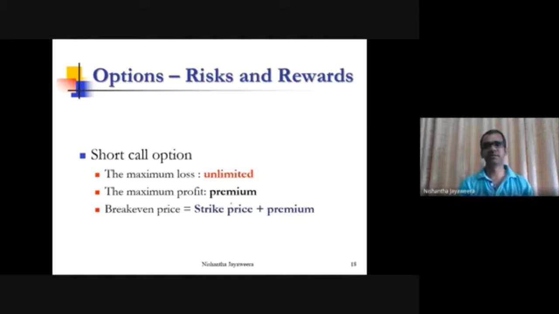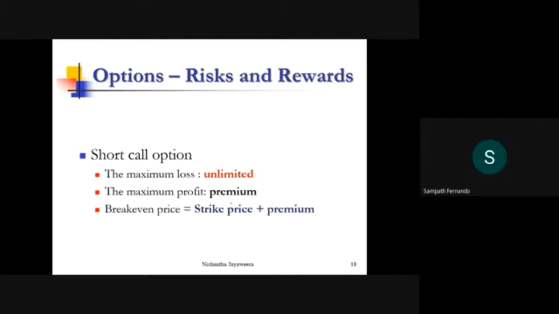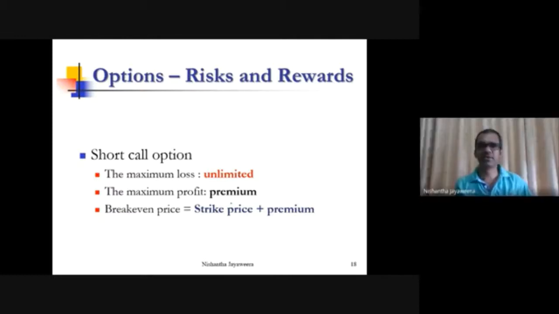So that is summarized here. For a short call option, that means seller of the call option, the maximum loss is unlimited. Maximum profit is premium. Break-even price is strike price plus premium. Okay, which one is risky? Buying a call option or selling a call option? Selling a call option. Why? The loss can be unlimited.